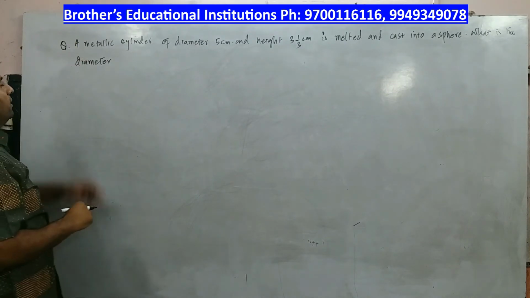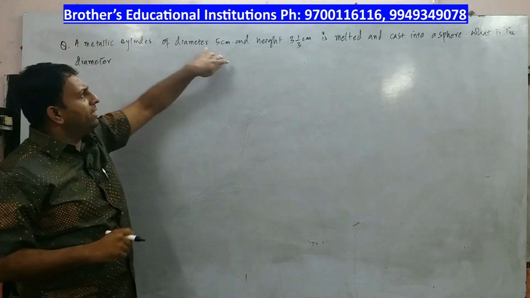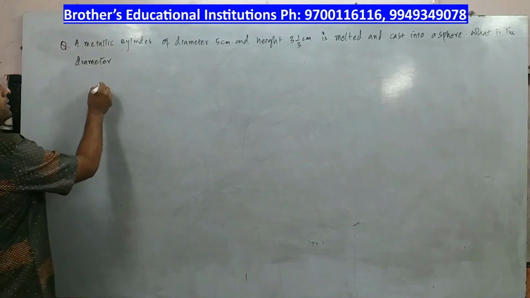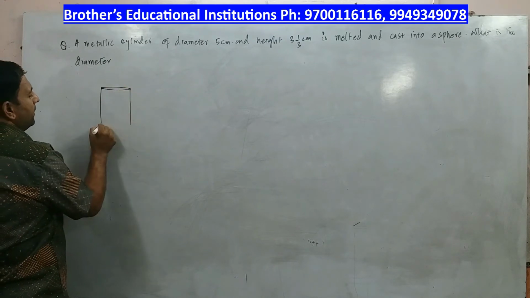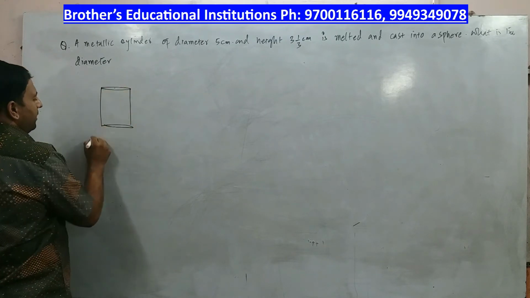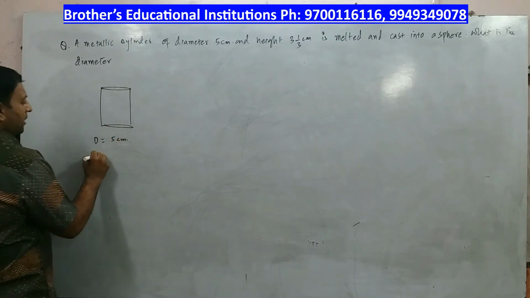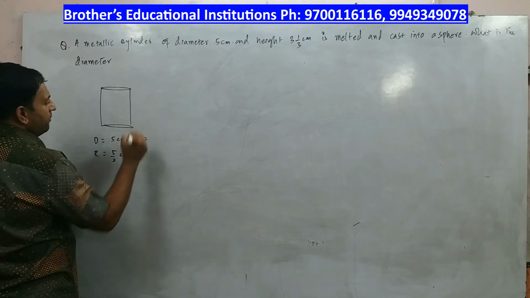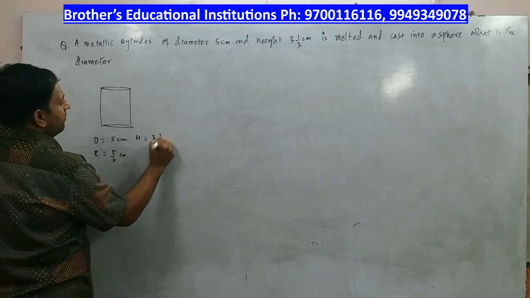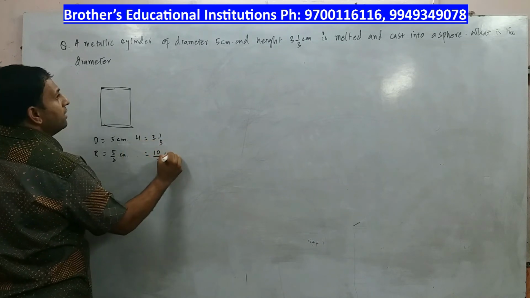Okay children, the next question in front of you. A metallic cylinder of diameter 5 centimeters and height 1 by 3 centimeters. This is the metallic cylinder of diameter 5 centimeters and the radius is 5 by 2 centimeters. What is the height of the cylinder given to you? Height of the cylinder is 1 by 3. What is 1 by 3? 3 is 9 plus 1, 10 by 3 centimeters is the height.